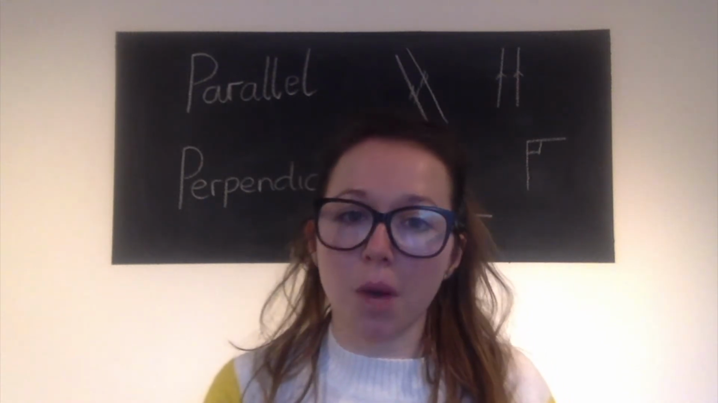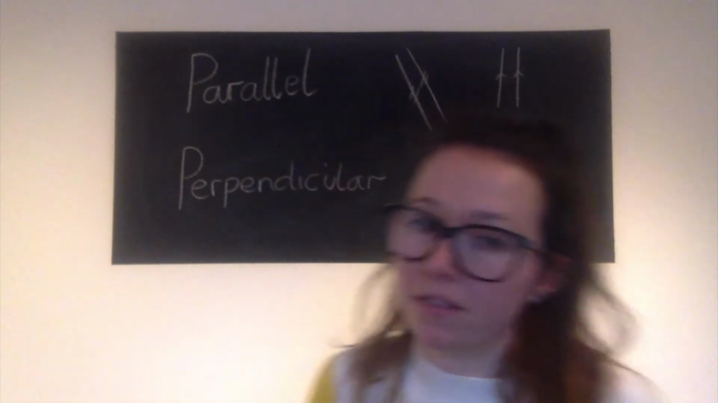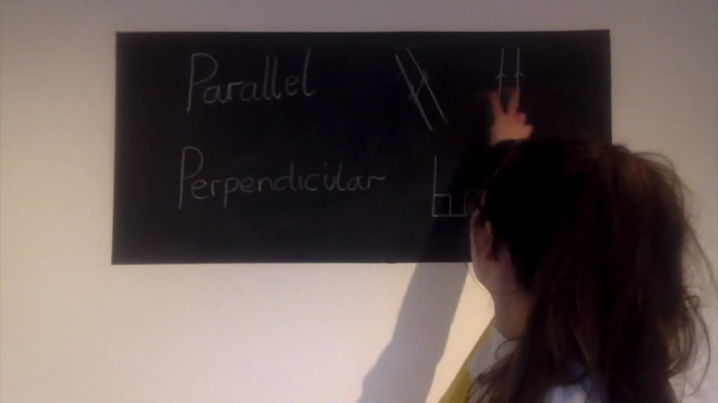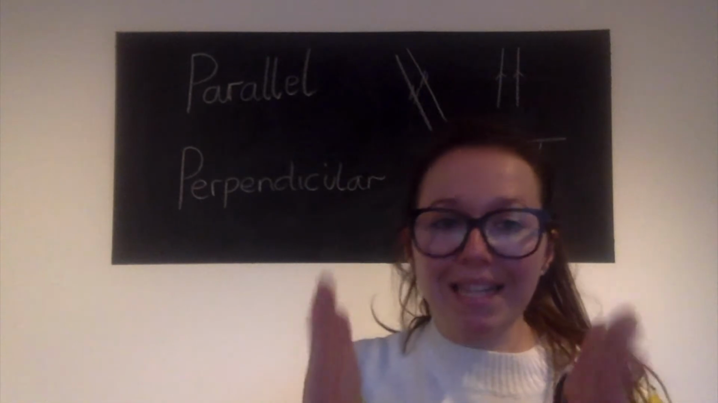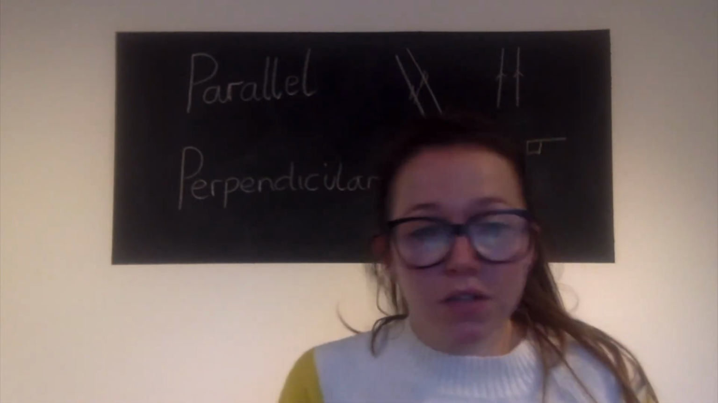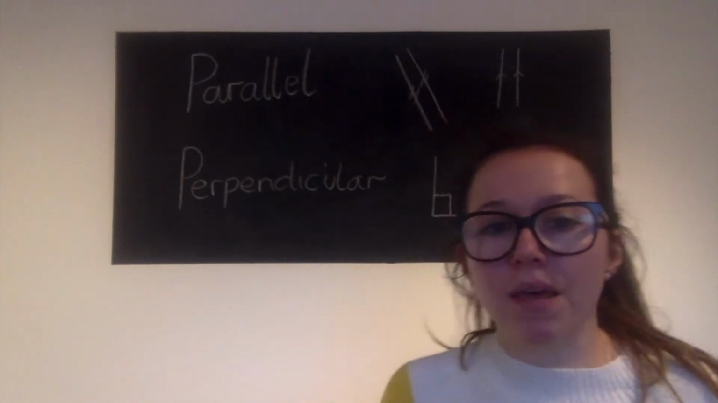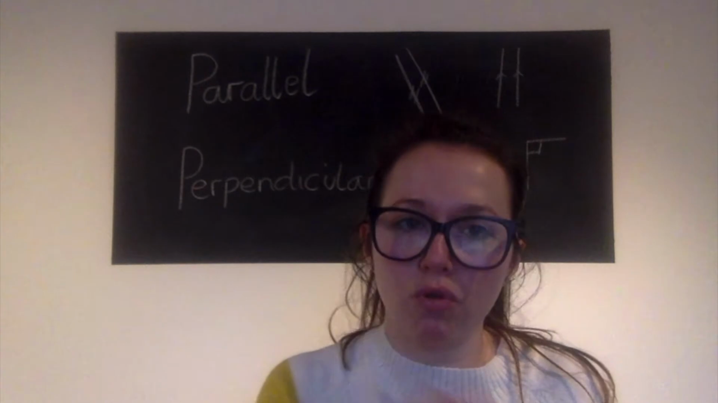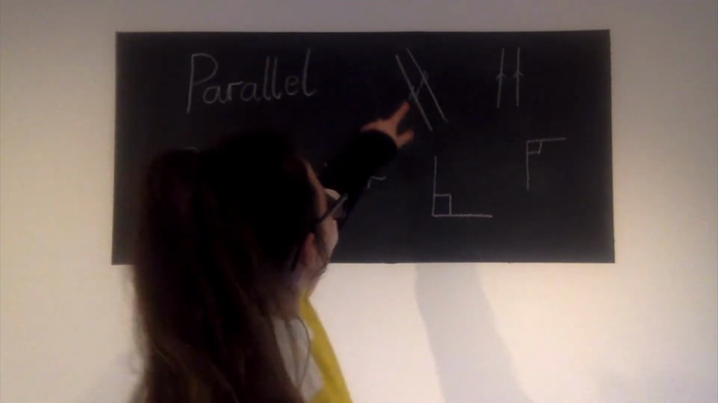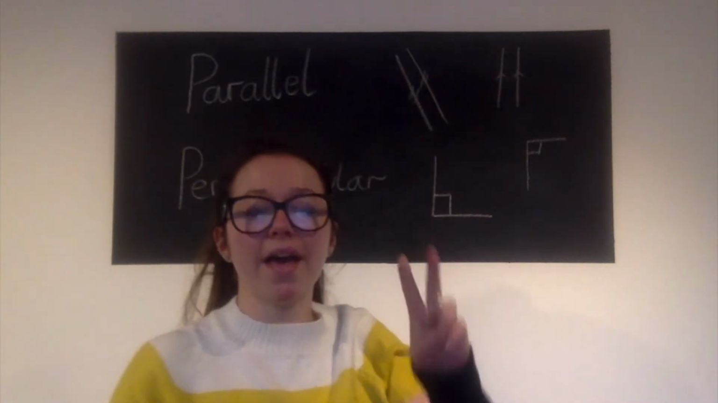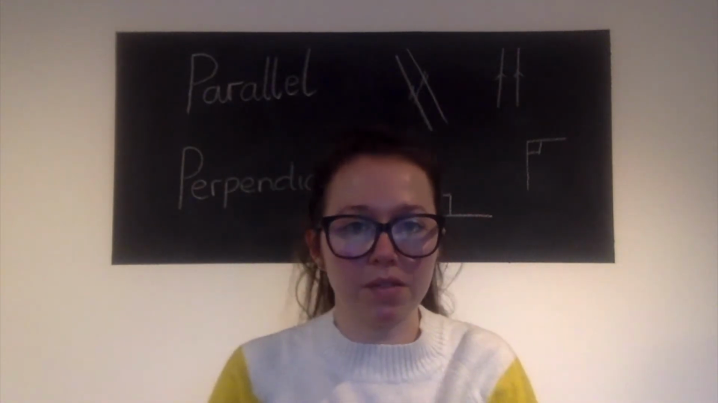So the two words are parallel and perpendicular, so they both begin with a P. Parallel means two lines that are always an equal distance away from each other. They're never ever going to meet. So think about train tracks, okay? They're always the same distance apart, they're never ever going to meet or cross. They're marked by these little lines here, so this means that this line is parallel to this one. They come in pairs because there's two lines that never ever meet.